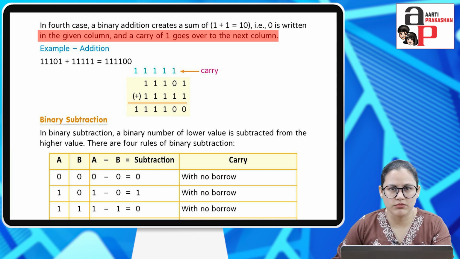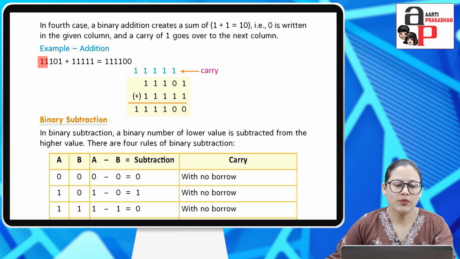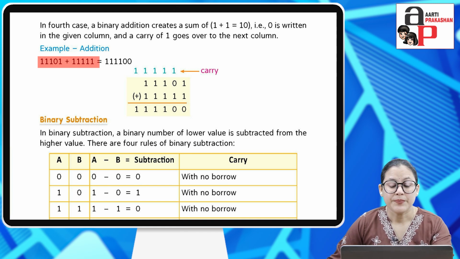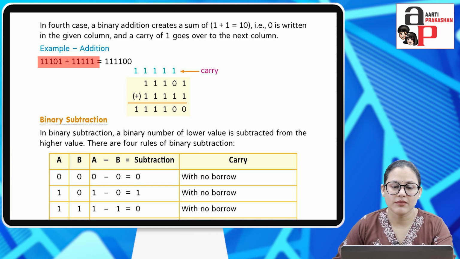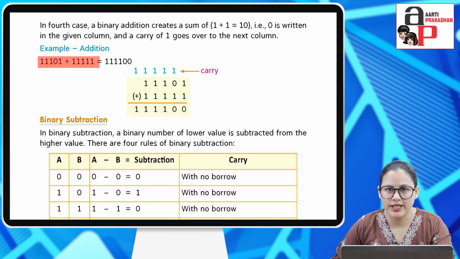So let's understand it with the help of an example. See, these 2 numbers we have to add: 11101 plus 11111. Okay, so let's have a look. See, 1 plus 1 is 10. So we'll write 0 and 1 carry over. Again, 1 plus 1 is 10. So we'll write 0 only. 1 plus 1 and there is 1 carry, so we'll write 1. Then 1 plus 1 and there is 1 carry is 1. Again, 1 carry. So 1 plus 1 and then 1 carry is 1. And lastly, we'll write 1.